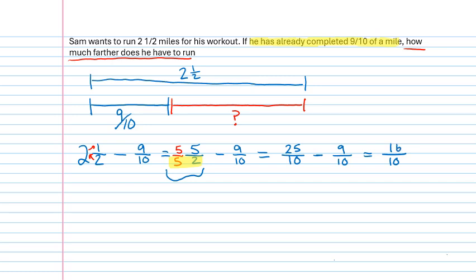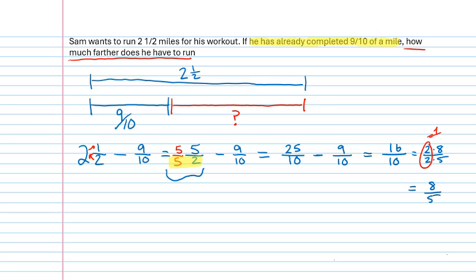Now we could reduce this fraction. 16 and 10 both have a factor in common. 16 is 2 times 8, and 10 is 2 times 5. And that 2 over 2 is equal to 1, so that cancels. And we get the final answer 8 over 5.